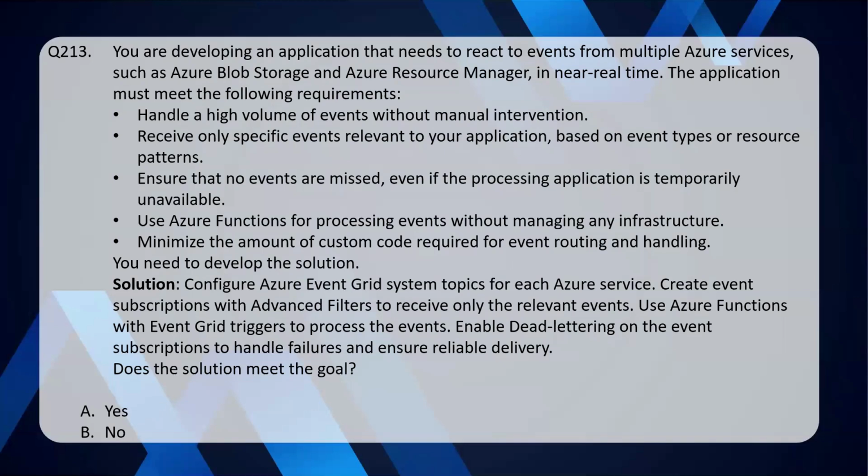And the solution you choose is: configure Azure Event Grid system topics for each Azure service. Create event subscriptions with advanced filters to receive only the relevant events. Use Azure functions with event grid triggers to process the events. Enable dead lettering on the event subscriptions to handle failures and ensure reliable delivery. Does this solution meet the goal? You need to tell whether this is right or wrong.